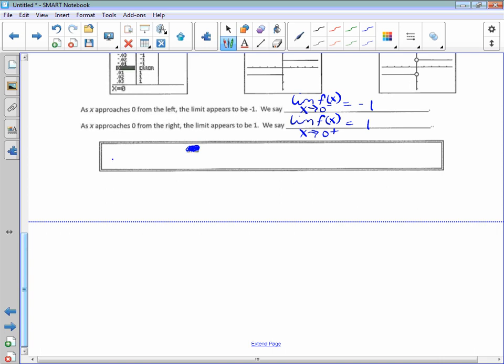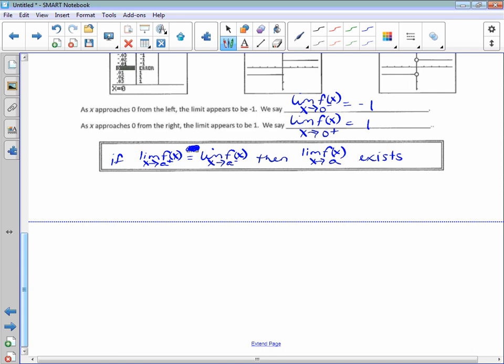So if the limit of f of x as x approaches a from the right equals the limit of f of x as x approaches a from the left, then the limit of f of x as x approaches a exists. Okay?